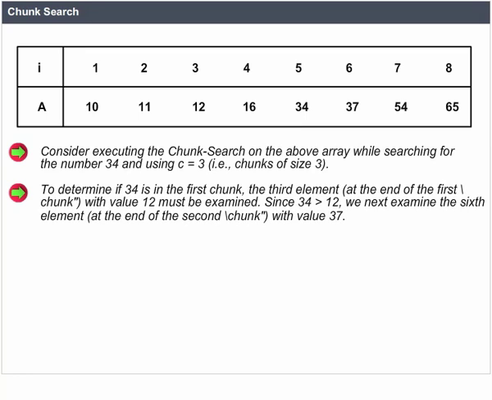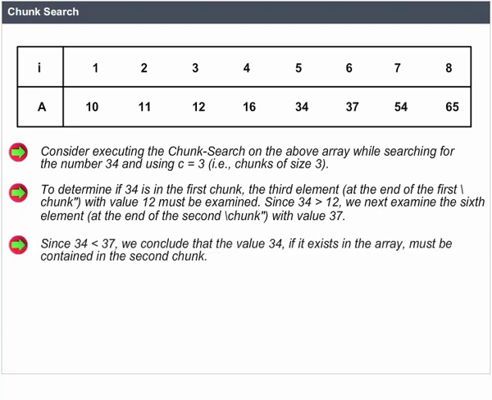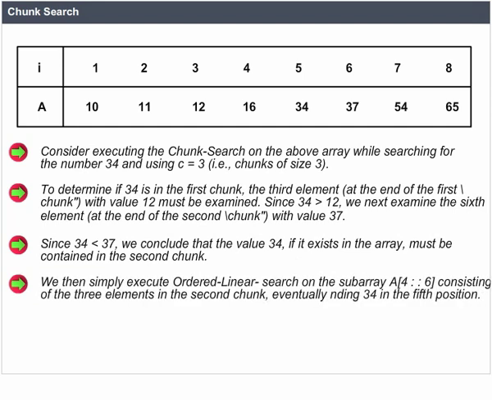Since 34 is greater than 12, we next examine the sixth element at the end of the second chunk with value 37. Since 34 is less than 37, we conclude that the value 34, if it exists in the array, must be contained in the second chunk. We then simply execute ordered linear search on the subarray A[4:6], consisting of the 3 elements in the second chunk, eventually finding 34 in the fifth position.